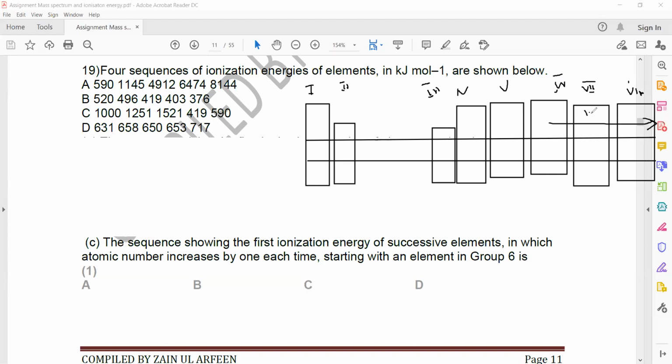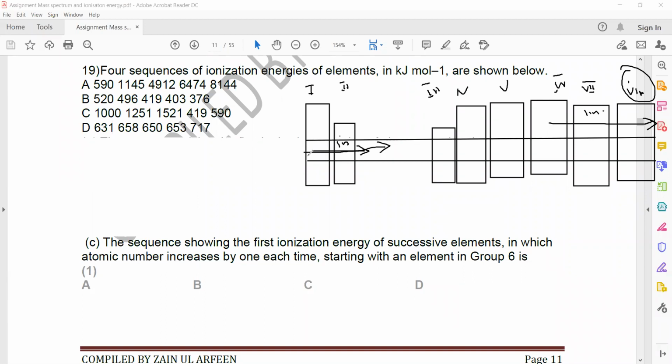It will increase. But then what happens as one more atomic number is added? You move to another period. As you move to another period, this element of group 1 will have a lower ionization energy than group 8. And moving from 1 to 2 across the period, again it will increase. So for the first three elements, it should increase. Then there should be a jump or a gap.